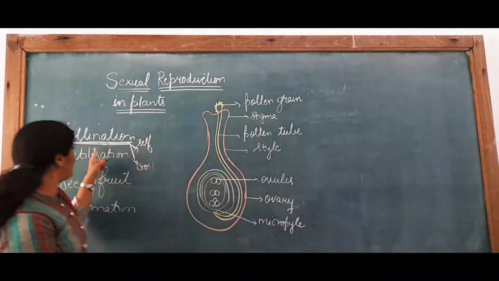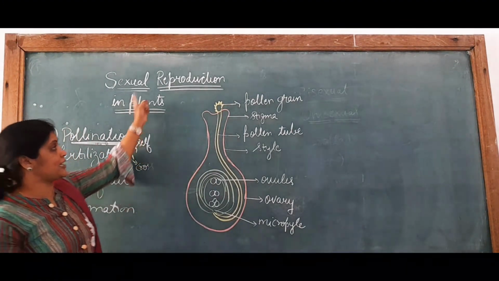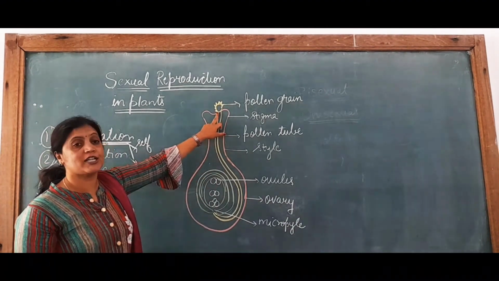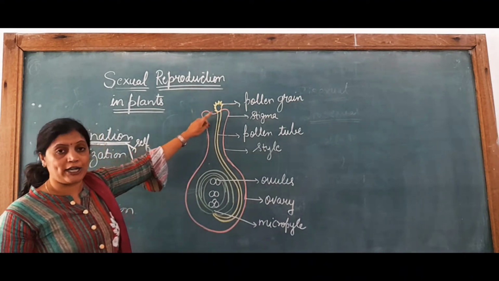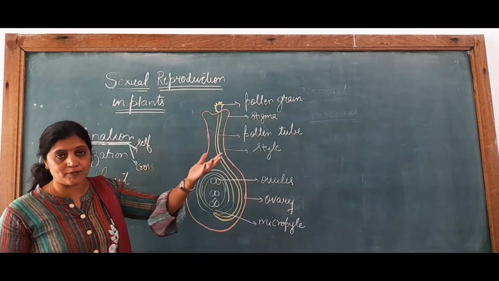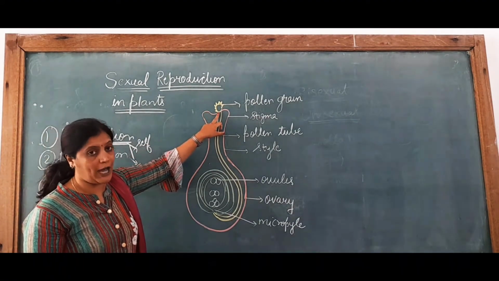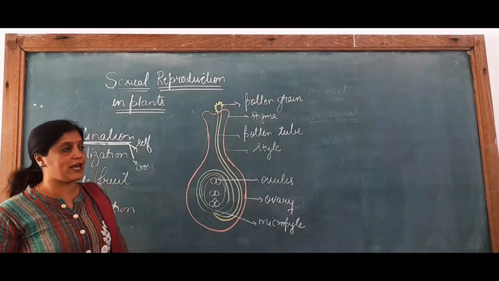Now, the first step that will take place is pollination. From the anther, the pollen grains are transferred through the pollination agent to the stigma of the carpel. So finally, due to pollination, either self or cross pollination, these pollen grains reach the stigma of the carpel. Now here the fertilization will take place. How is it going to take place?